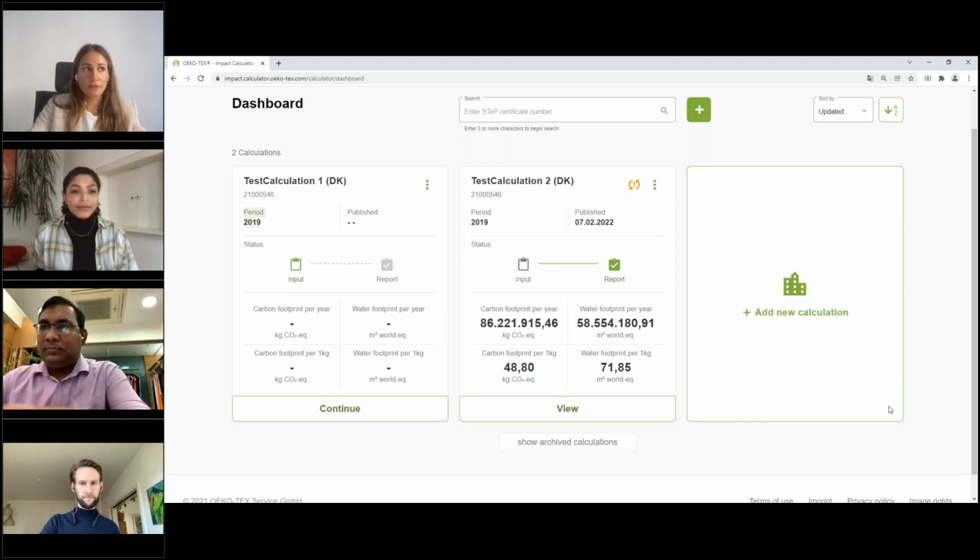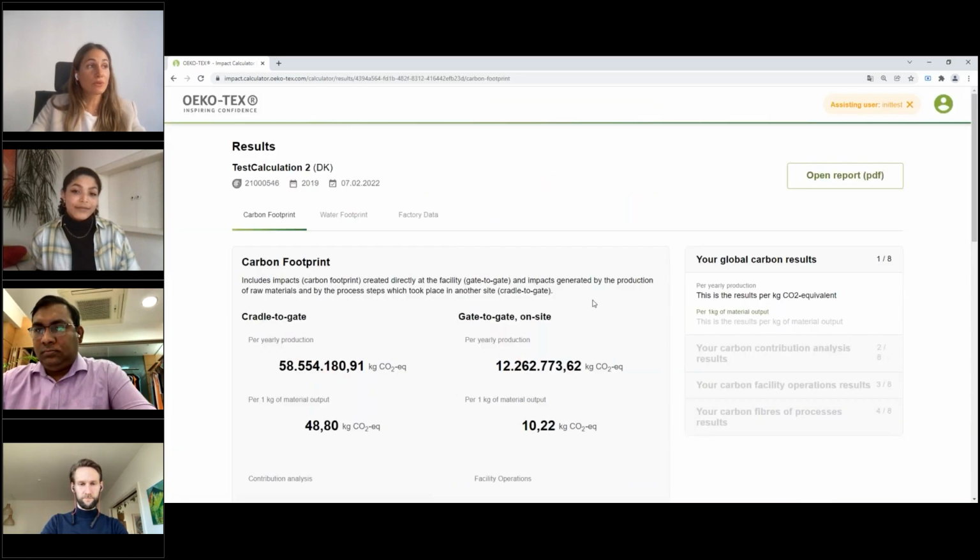You can also integrate the facility, or integrate all their different units, so that everything is in the dashboard, and then the whole supply chain is also visible. So then a brand can log into that and see the whole impact of the supply chain. And then for example, download the report and share it.